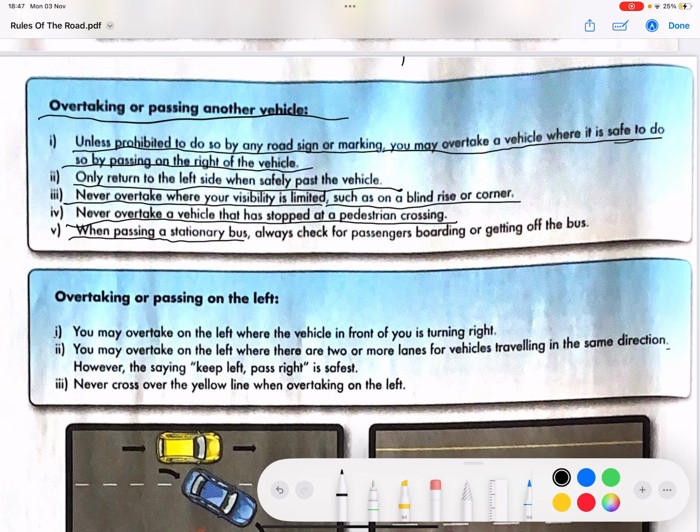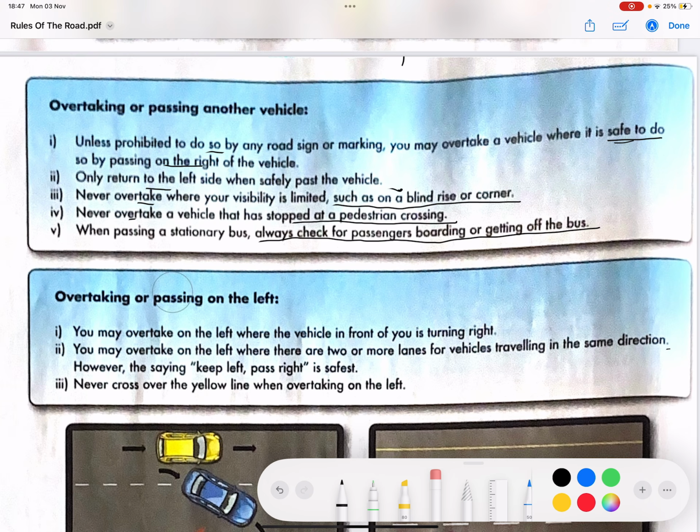When passing a stationary bus, always check for passengers boarding or getting off the bus. When you are passing a stationary bus, you must always check around the bus. Are there some people who are getting on or getting off the bus? Okay? So you must not just pass.